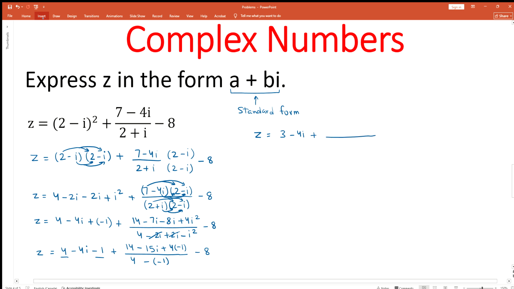In the numerator, 4 times negative 1 is negative 4. In the denominator, 4 minus negative 1 is equivalent to 4 plus 1, which is equal to 5. In the numerator, we can combine the like terms, 14 and negative 4. I get 10.